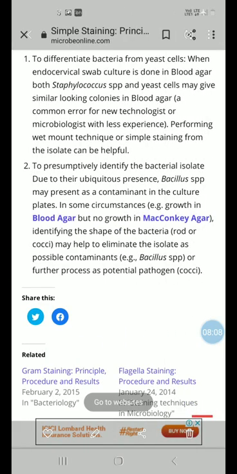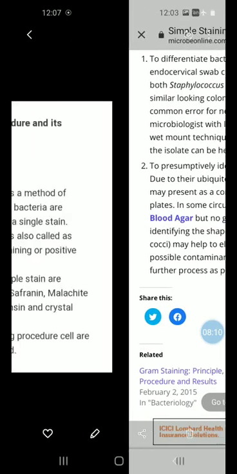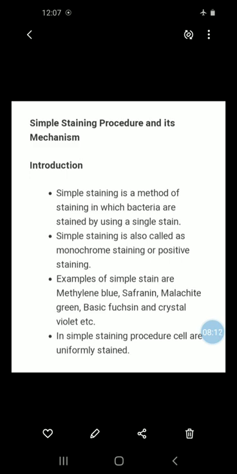Simple staining procedure and its mechanism. First, simple staining is the method of staining in which the bacteria are stained by use of only a single stain. Simple staining is also called monochrome staining or positive staining. Keep in mind, simple staining is also called monochrome staining or positive staining.